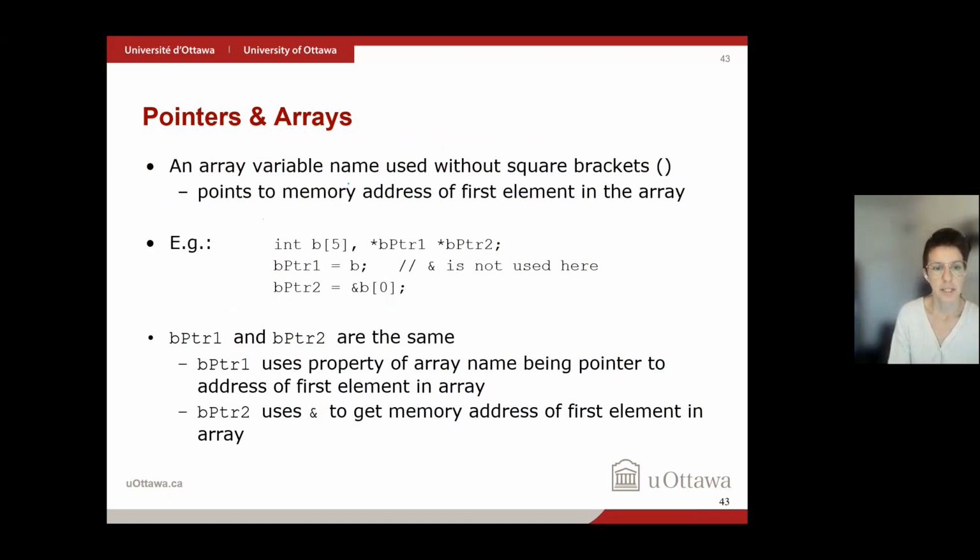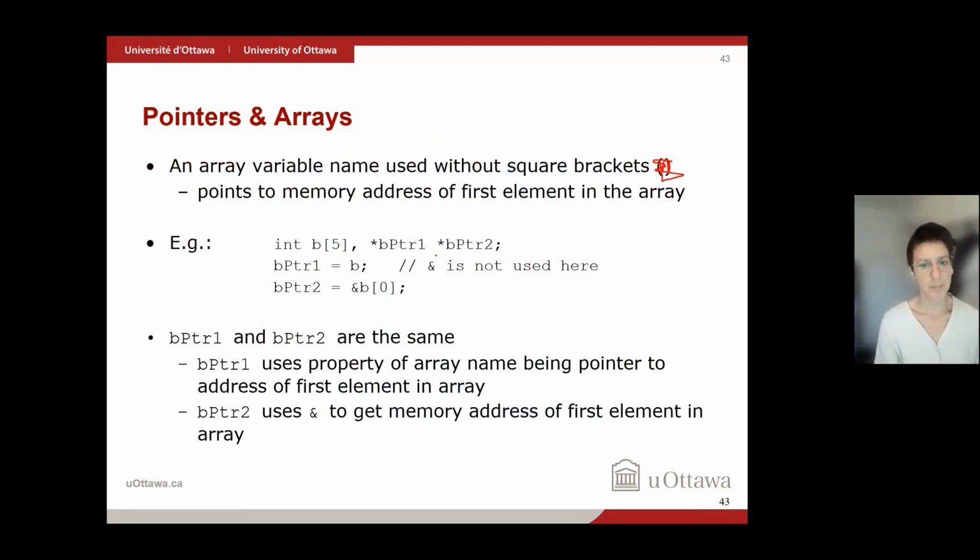Pointers and arrays. This is close to where we ended off last time. An array variable name used without square brackets. An array without square brackets beside it is a memory address, okay? So the name of an array variable points to a memory address.